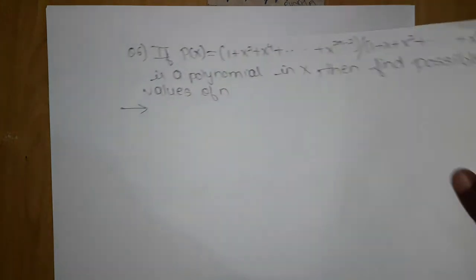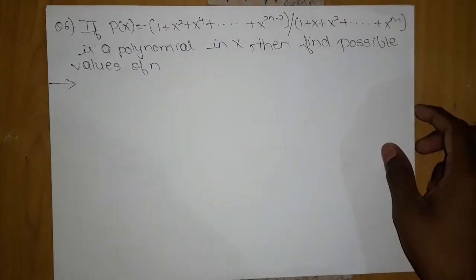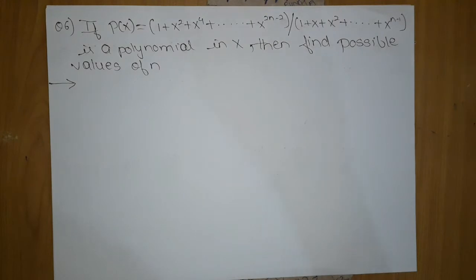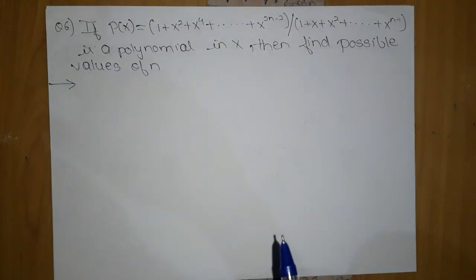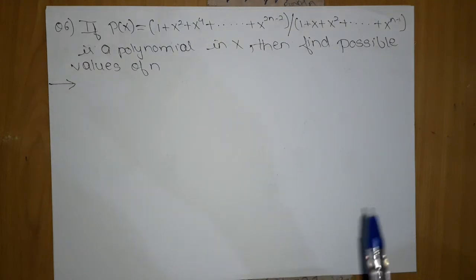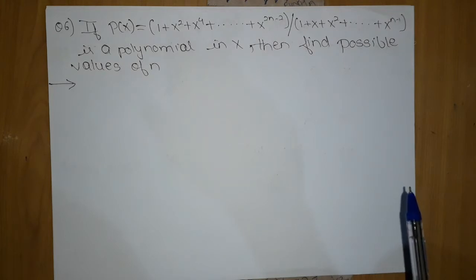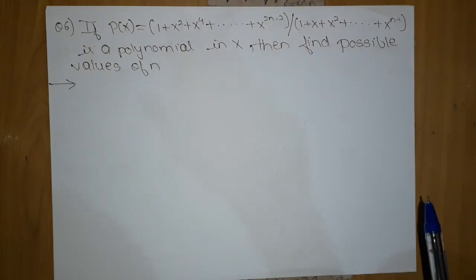So the sixth question is as follows. Let me read the question and then we will do it. It says if p of x is equal to 1 plus x square plus x raised to 4 plus, and so on, till x power 2n minus 2, upon 1 plus x square plus, till, plus x power n minus 1, is a polynomial in x, then find the possible value of n. They want us to find the possible value of n.